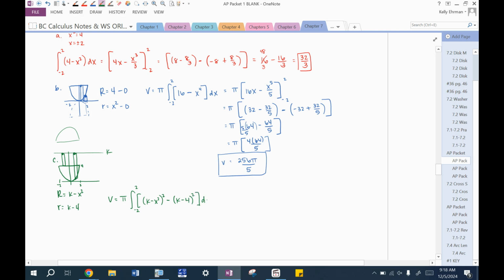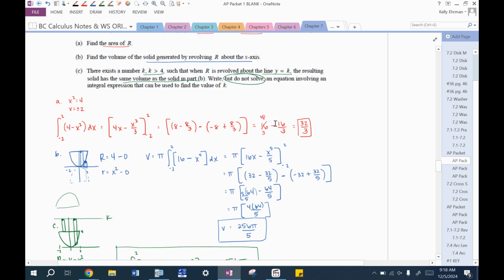You do not need to spend any time squaring those out or doing anything else with this. If you follow the directions, it's not V equals. It's that this volume is supposed to equal 256 pi over 5. You don't want to do all that work and then forget to set it equal to the volume from part B.